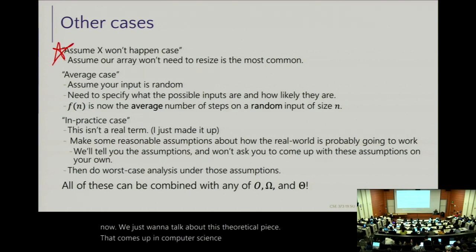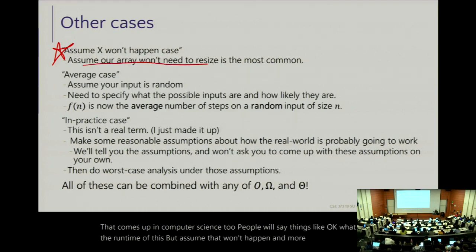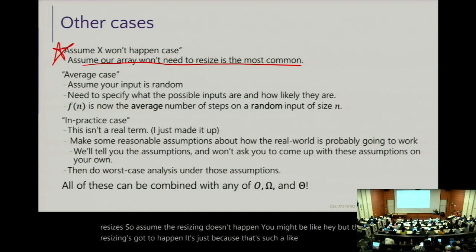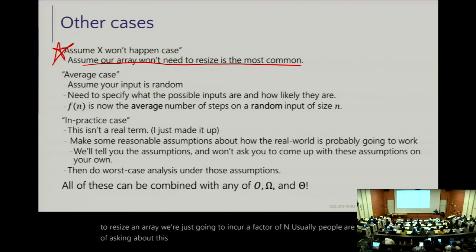People will say things like, okay, what is the runtime of this, but assume that won't happen. More often than not, they're like, I want to know the runtime, but without the resizes. So assume the resizing doesn't happen. You might be like, hey, but the resizing has to happen. It's just that we know whenever you have to resize an array, we're going to incur a factor of n. Usually people are asking about this case because they already understand that piece of it. They just want to do analysis without that complicating things.